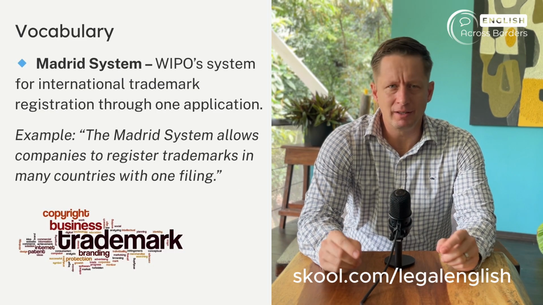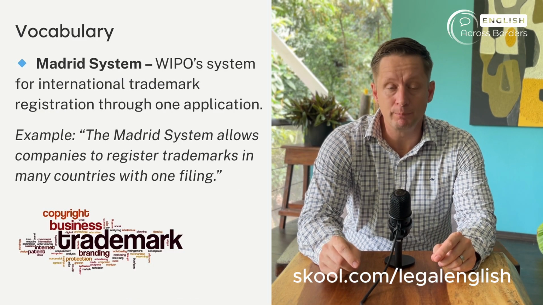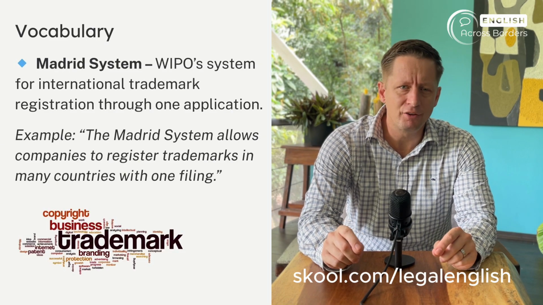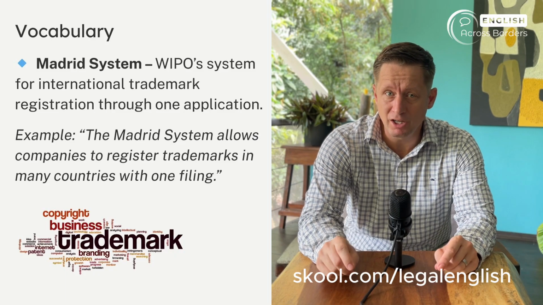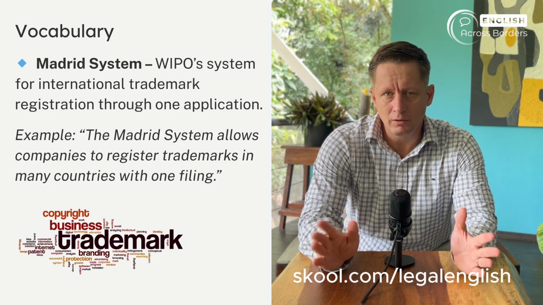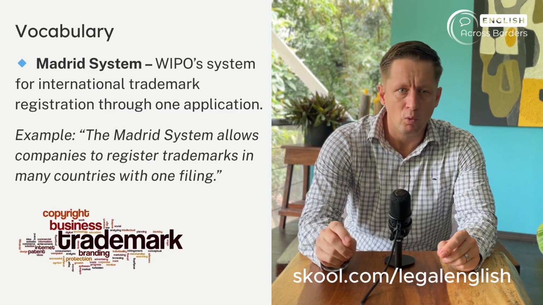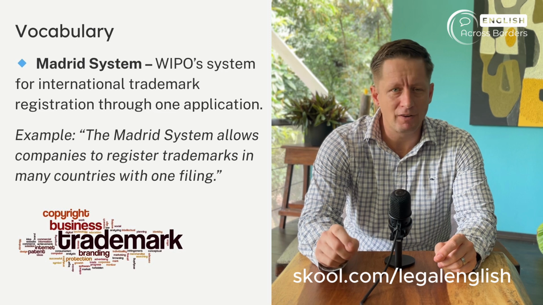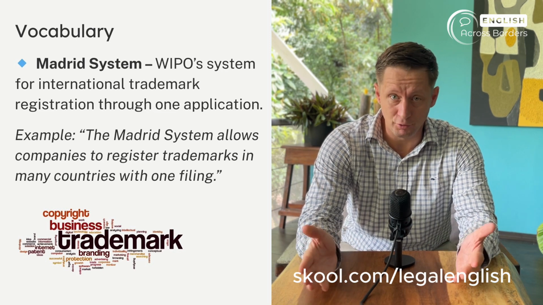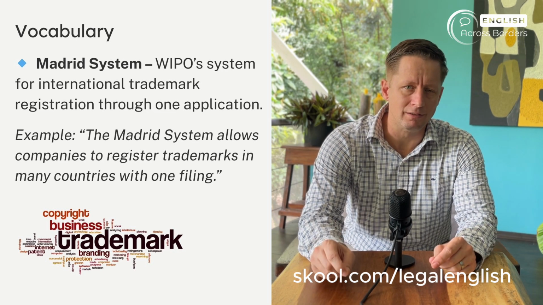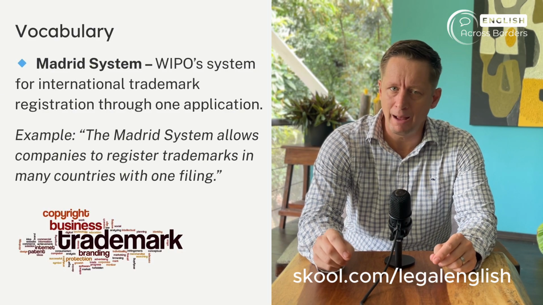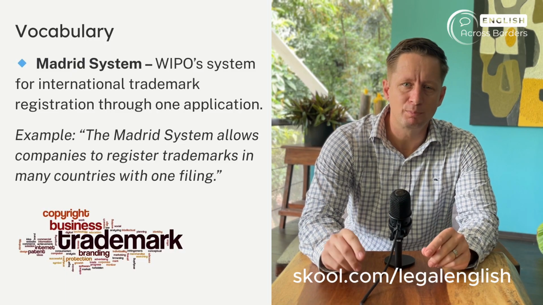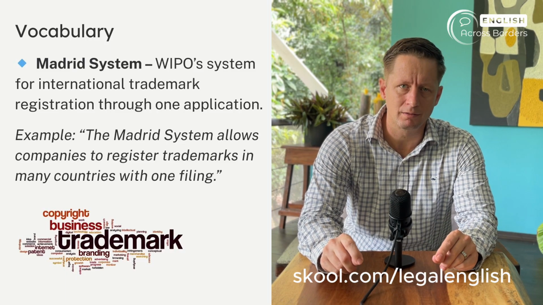The Madrid system is a fast and cost-effective way to register a trademark in multiple countries. The Madrid system allows companies to register trademarks in many countries with one filing. So let's imagine a Kenyan coffee company wants its logo protected in Europe, Asia, and North America. Instead of filing separately in each country in those three continents, the lawyer explains, "We can file one international application through the Madrid system." This system helps businesses expand globally while protecting their brands.